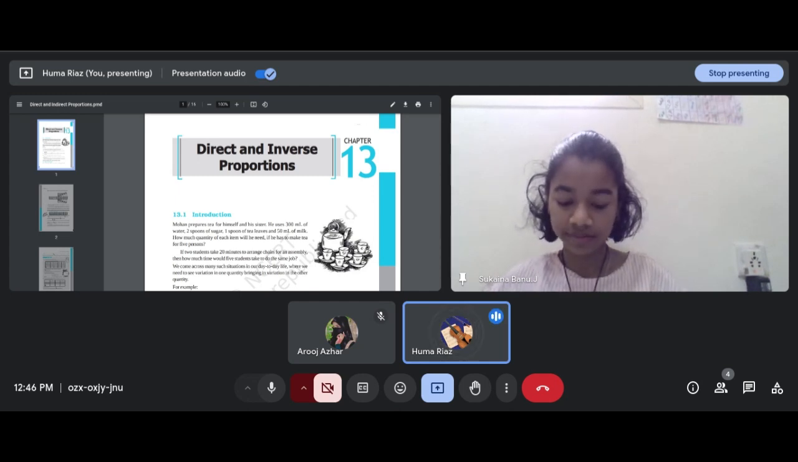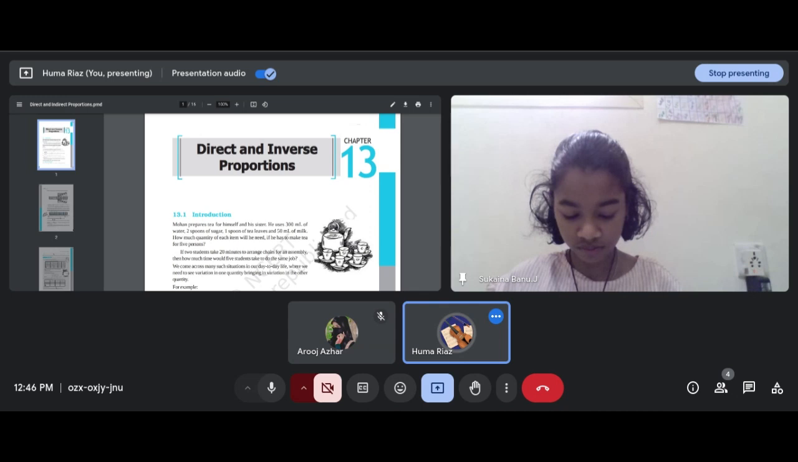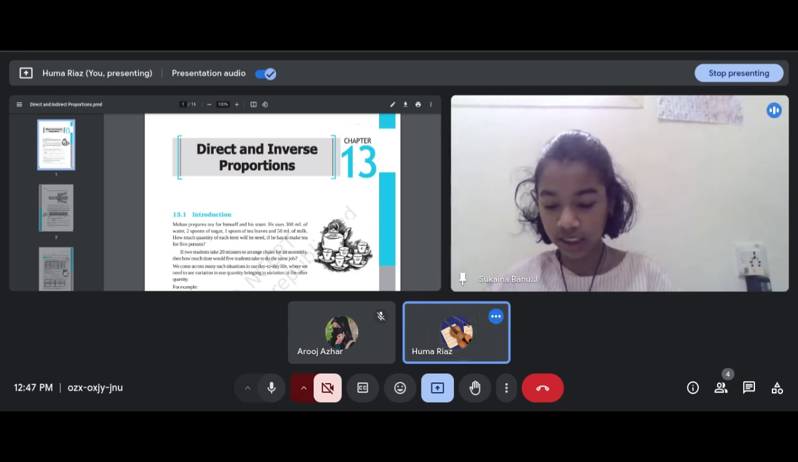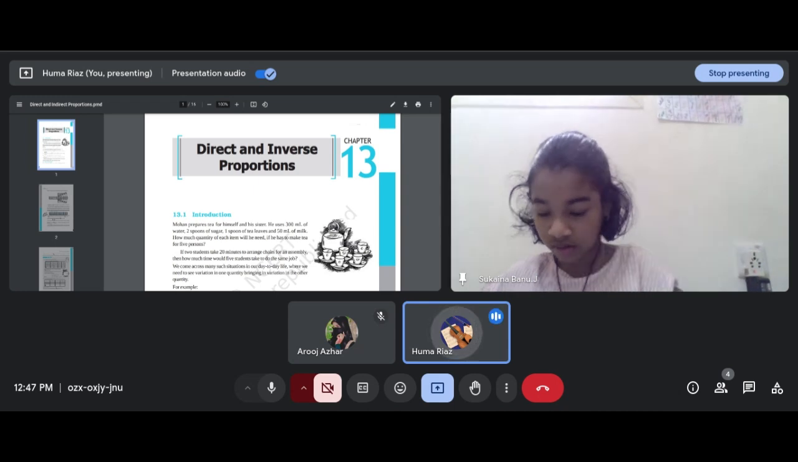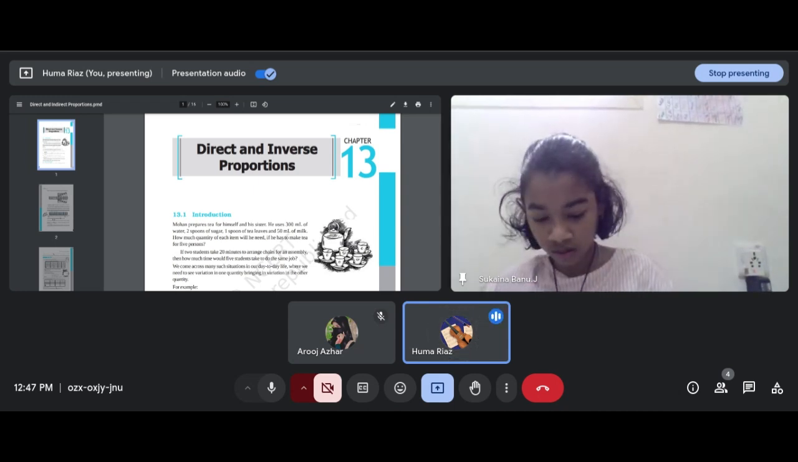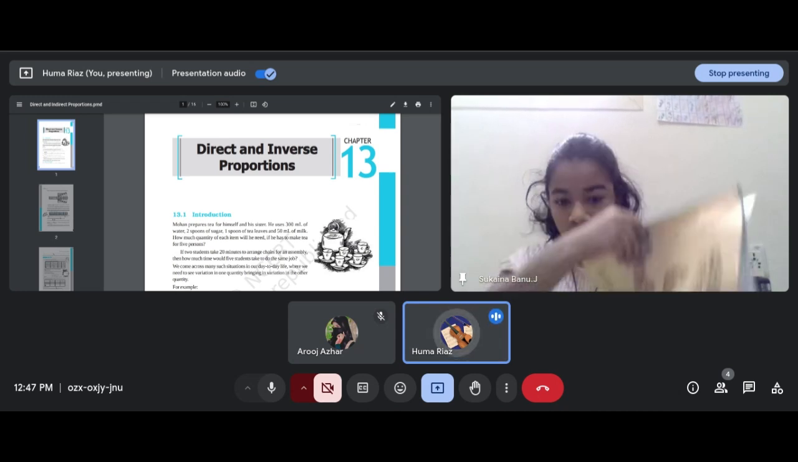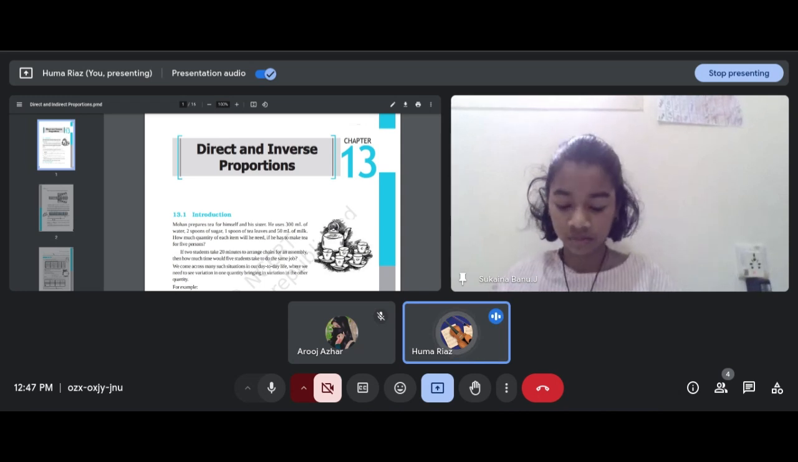Yes. So now for inverse proportion: when one quantity increases while the other decreases, and vice versa, they are in inverse proportion. So let's do an example. Think about a job that can be done by a group of people. The time it takes to complete the job is inversely proportional to the number of people working.